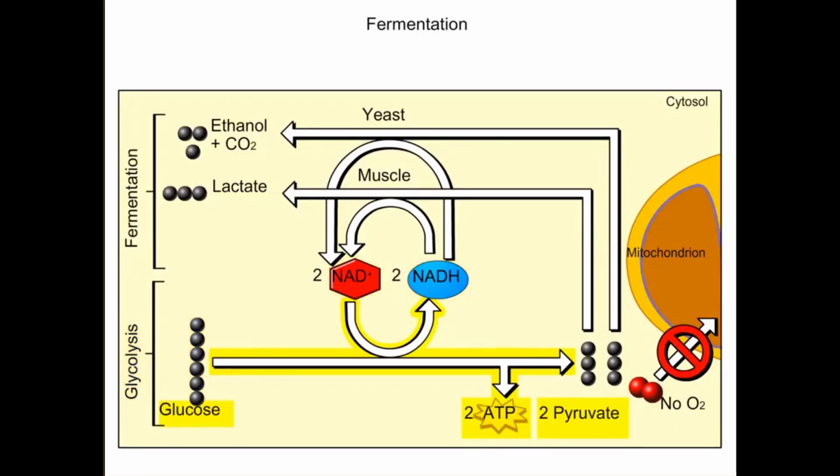2 common types of fermentation are described here. Alcohol fermentation, which occurs in yeast, results in the production of ethanol and carbon dioxide. Lactic acid fermentation, which occurs in muscle, results in the production of lactate, lactic acid.